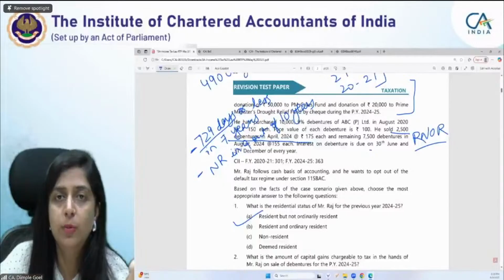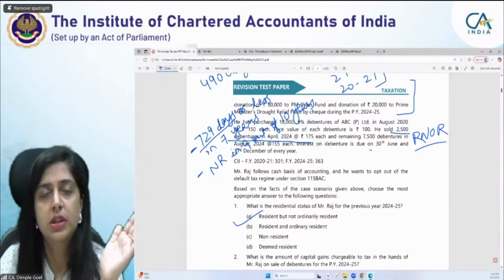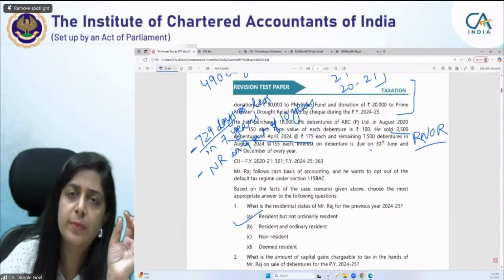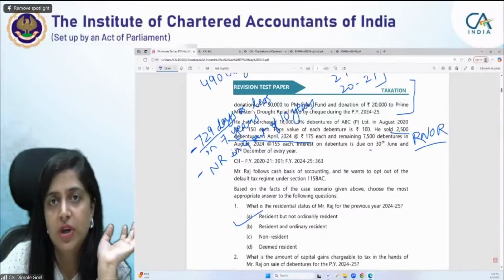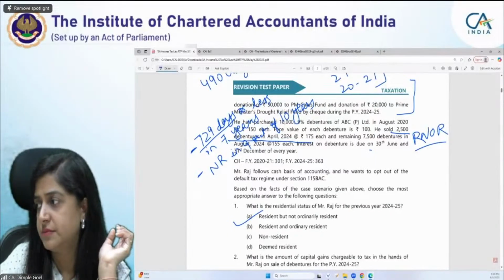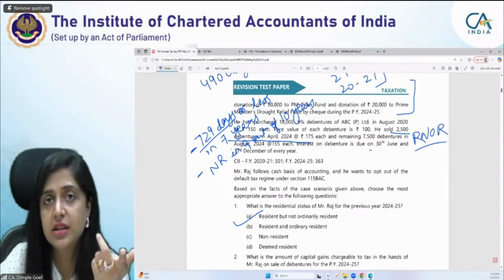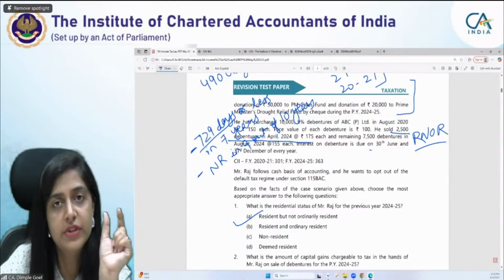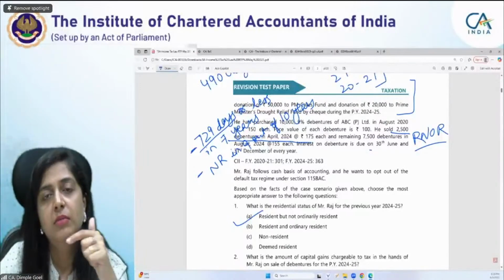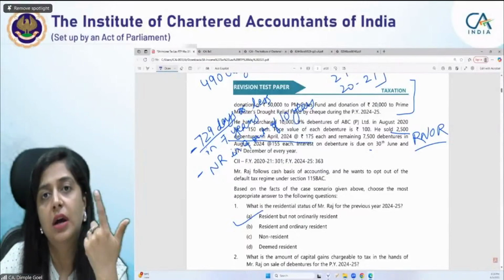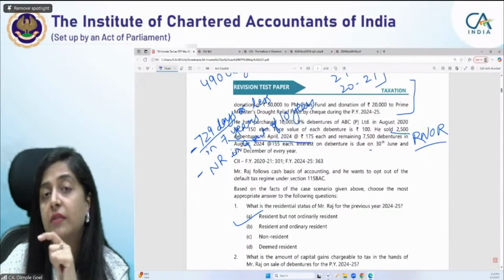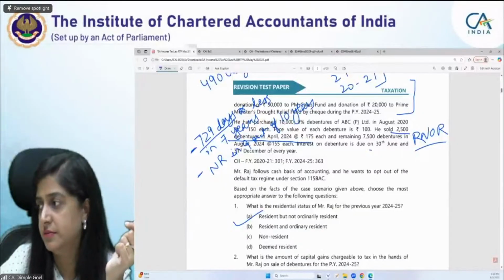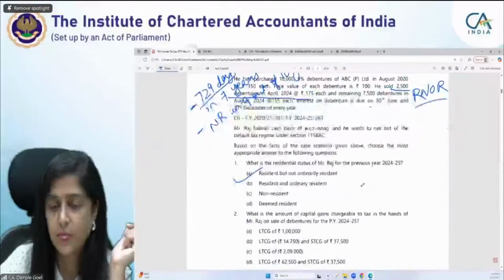So the two basic conditions, 182 days or more, 60 plus 365 days, the simple two basic conditions we need to check to become a resident in India. And in that case, additional condition you have to check only if total income exceeds 15 lakh and he comes on a visit in India, then only you have to see 120 plus 365, the modified condition. Is it clear, students, now?